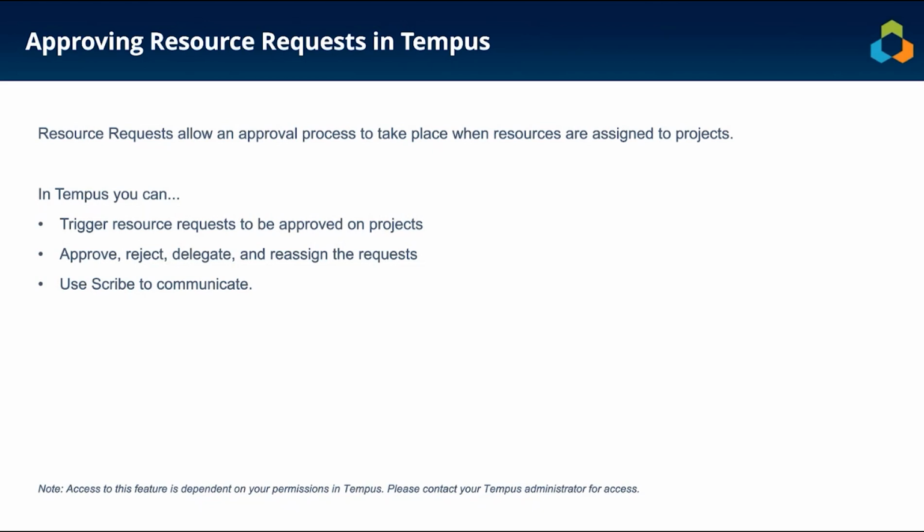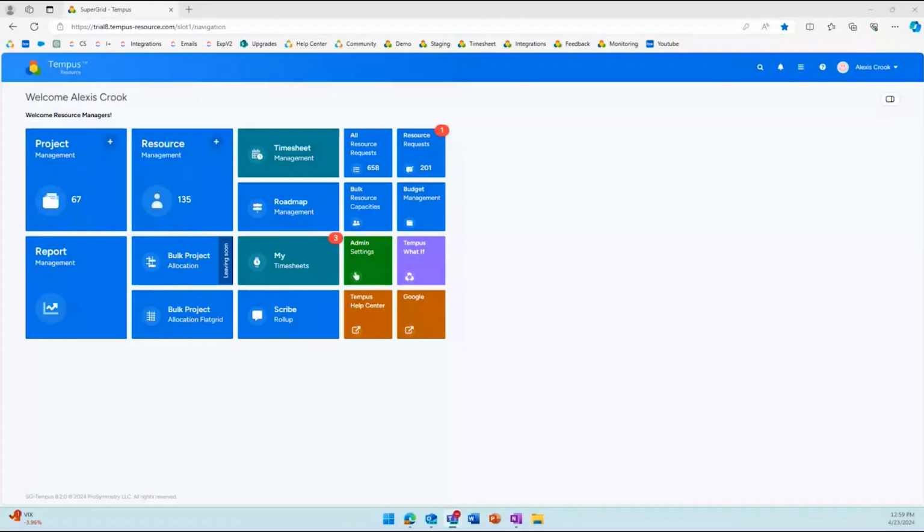And the last thing I want to point out is the ability to use Scribe to communicate within these resource requests. All right, I have now got my Tempus environment pulled up here, and I'm going to walk through the approval process of a resource request. So in this case, I am the resource manager of a given resource that has been assigned to a project.